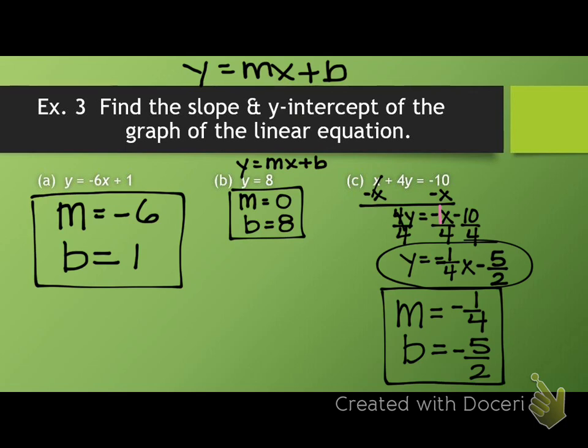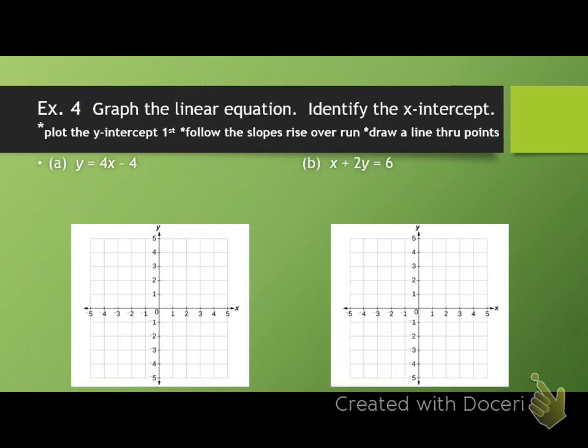Any questions? Now that is going to carry us into example number 4. Graph the linear equation. Identify the x-intercepts. Now remember, this week we also learned about lines that are written in standard form. When I see a line on a quiz or a test that is in standard form, what is the quickest way to graph a line in standard form? You just did it on your homework last night. Find the what? The intercepts.